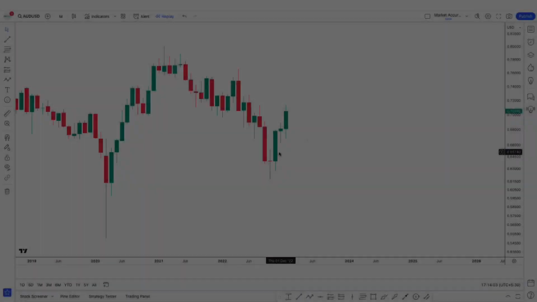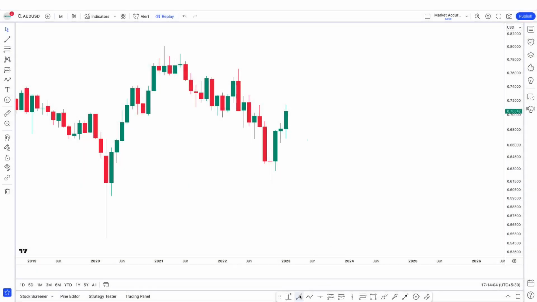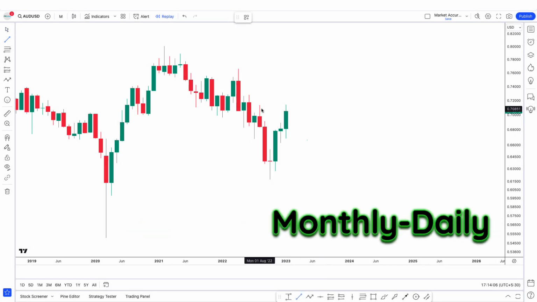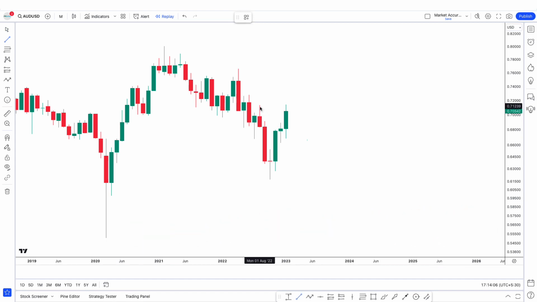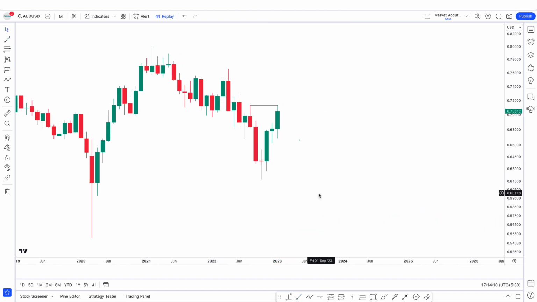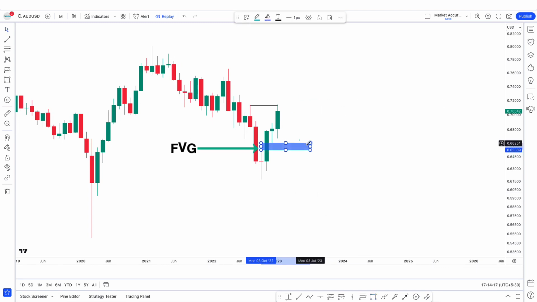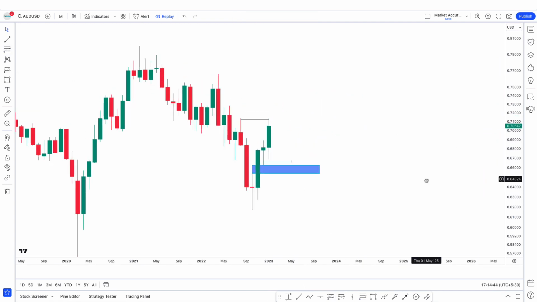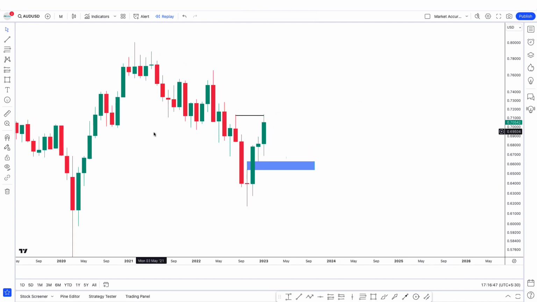Alright guys, so here is example number 1. I'm looking at Australian dollar to US dollar on a monthly time frame, and I'm going to go from monthly to daily with examples. As you can see, right here, we have external liquidity, a clear high. And below here, we have a fair value gap, FVG, right around here. If you use the fib tool from the bottom to top, you can see that it is below the 0.5 level.